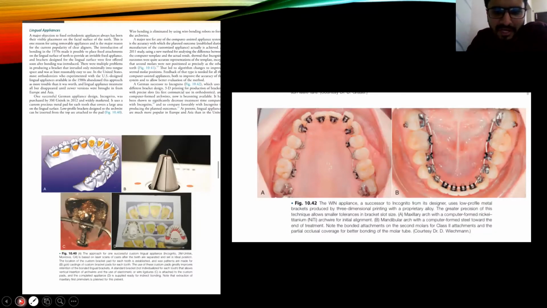This is robotic wire bending. This is a lingual appliance, with mushroom shaped arch wires. Lingual appliance was introduced by whom?